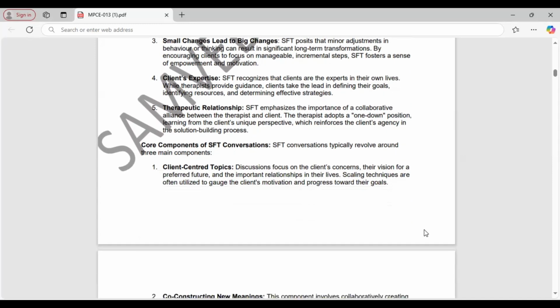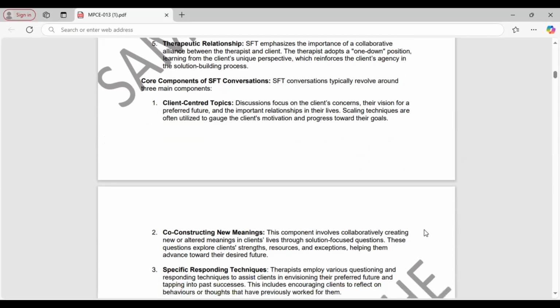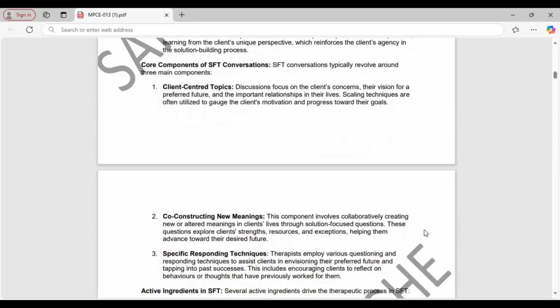Core components of SFT conversation. SFT conversations revolve around three main components. Client centered topics, discussions focus on clients' concerns, vision for the future, and relationships. Scaling techniques are used to track progress towards goals. Co-constructing new meanings, clients and therapists collaboratively create new meanings in clients' lives by exploring strengths and exceptions to problems. Specific responding techniques, therapists use questioning and reflection to help clients envision their future and identify past successes.